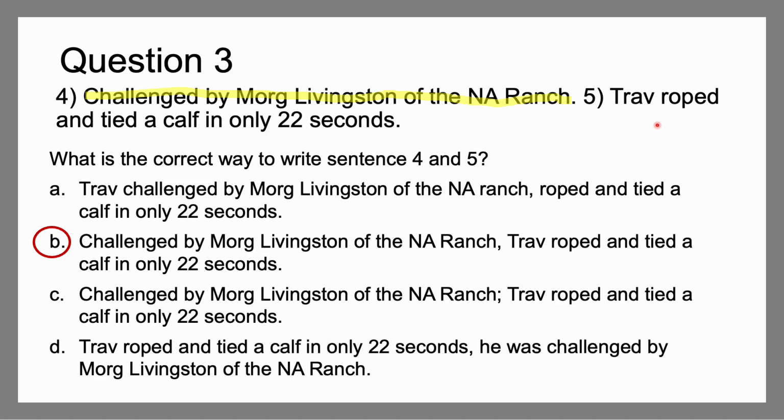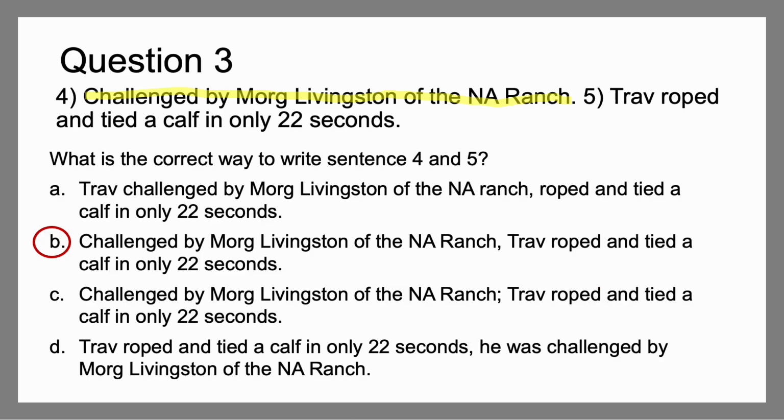Let's think back. How can I combine those two things? I can use a comma. Or I can flip the sentence around, right? But we look at our options. So Trav, challenged by Morg Livingston of NA Ranch, comma, Trav roped and tied a calf in only 22 seconds. I have my dependent clause, comma, independent clause. That is a complex sentence.